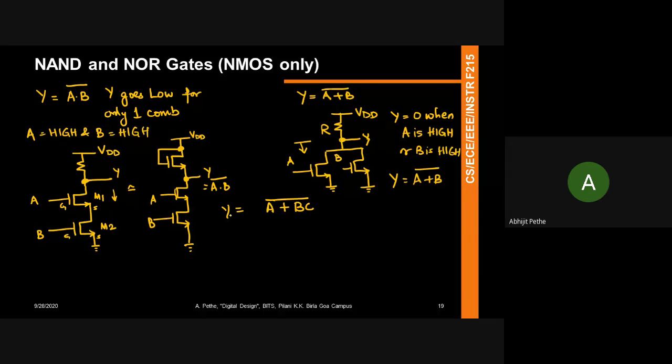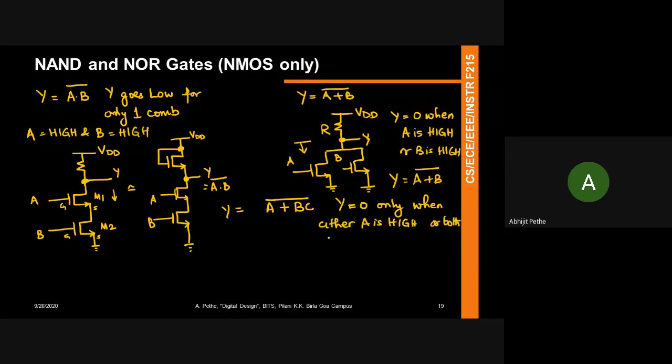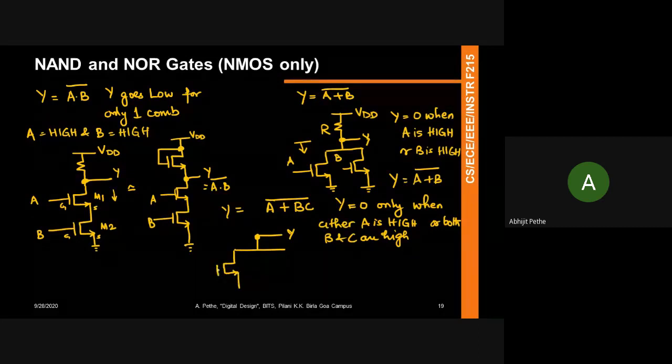Correct. So again, what do you want? You want Y to go to zero only when either A is high or both B and C are high, right? So if I look at the pull down circuit, or the circuit which is connected below Y, if this is my Y, above that I have a resistor. So Y can go to zero either through A, or it can go to zero through a series connection of B and C.